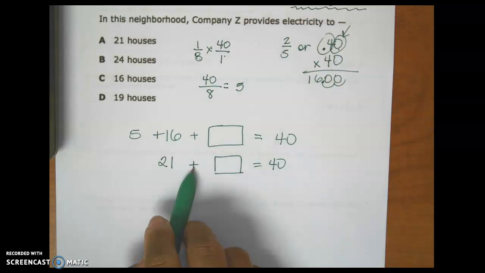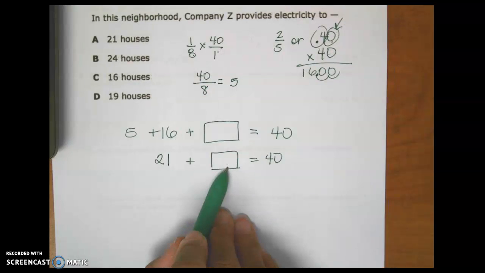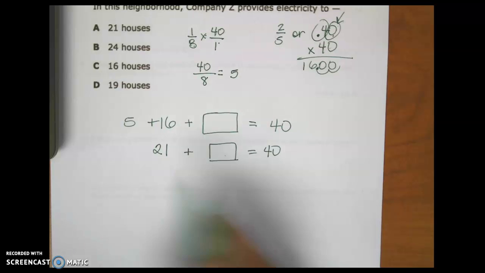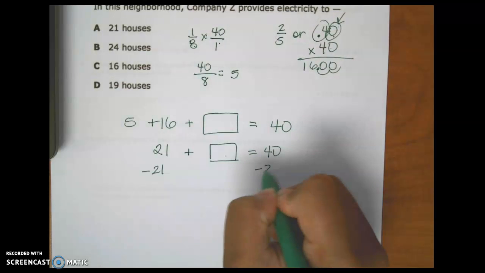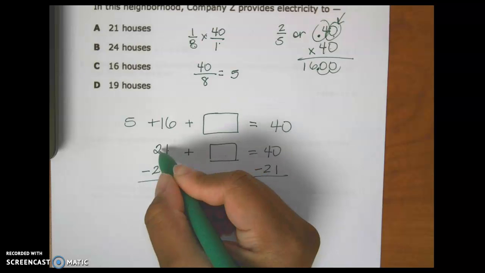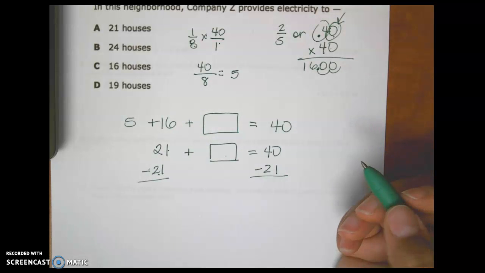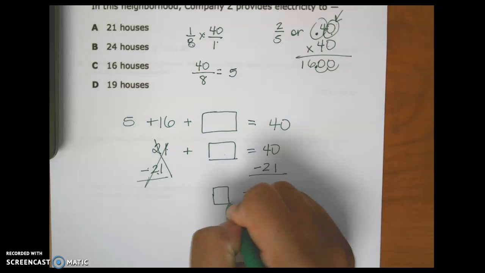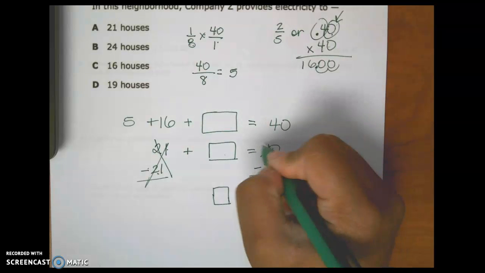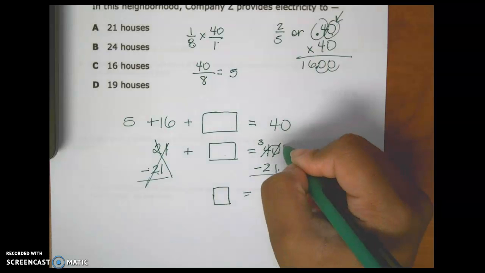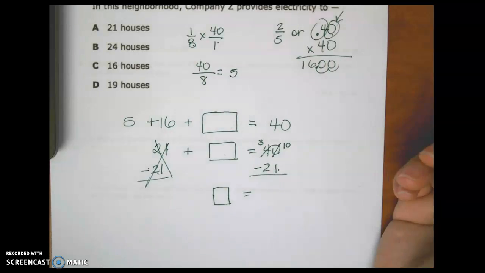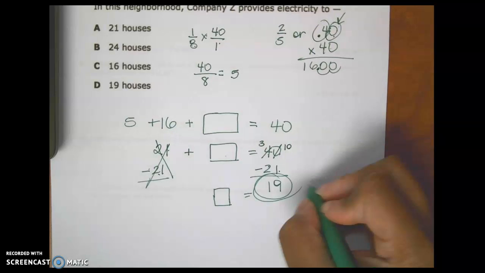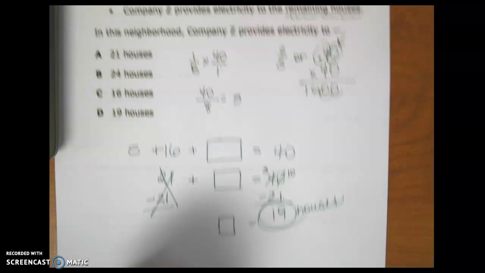Good. I have to do the opposite of addition to find out what this missing number is. And this is what we're getting ready to talk about next week or the end of this week. So in order to find out what this is, I take 40 and I subtract 21. So I'm going to subtract 21 from here and subtract 21 from here. These 21s, what's 21 minus 21? 0. They cancel out. So then I have some number is equal to 40 minus 21. So cross out the 4, make it a 3. Cross out the 0, make it a 10. 10 minus 1, 9. 3 minus 2, 1. 19 houses are provided by Company Z.